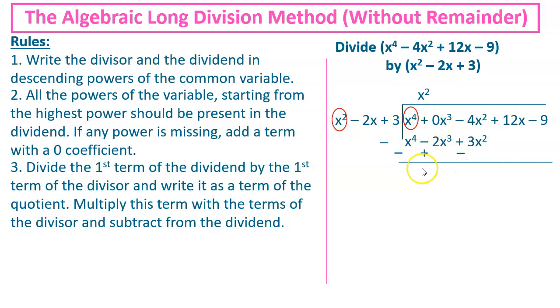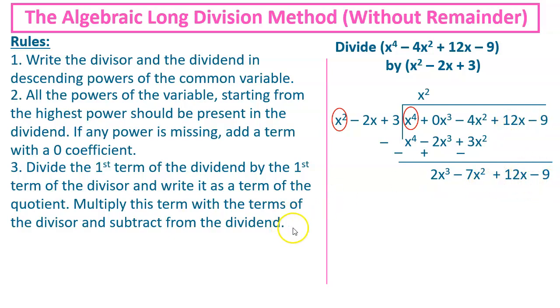And now we have to do the subtraction. So x to the power of 4 minus x to the power of 4 get cancelled. That is equal to 0. This is 0x to the power of 3 plus 2x to the power of 3 is 2x to the power of 3. Negative 4x squared, negative 3x squared is negative 7x squared plus 12x minus 9.